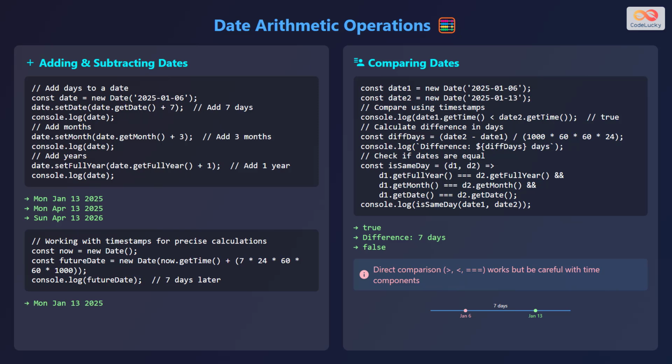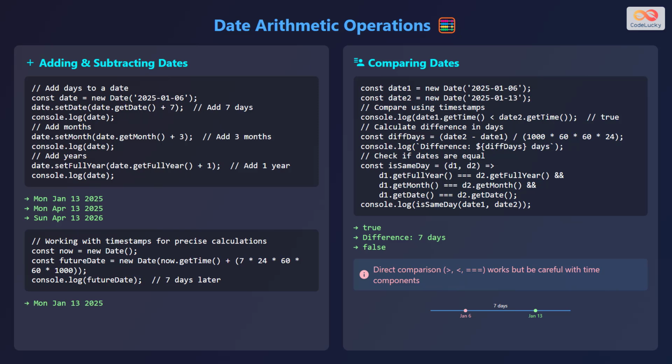You can compare dates by converting them to their timestamps using the getTime method. Comparing the numerical timestamp values will give you the correct result. You can also calculate the difference between two dates, for example, calculating the difference in days by converting the time difference to days. If you want to check for equality of dates, then you must explicitly check each of the components of the date object like the year, month, and date individually.